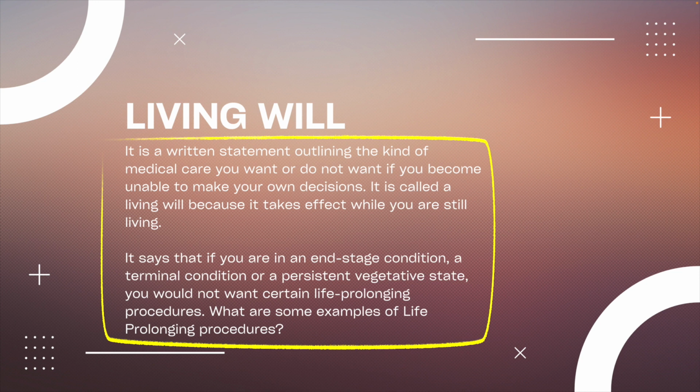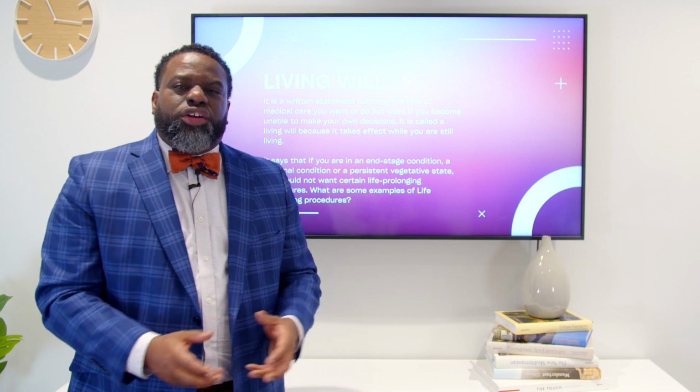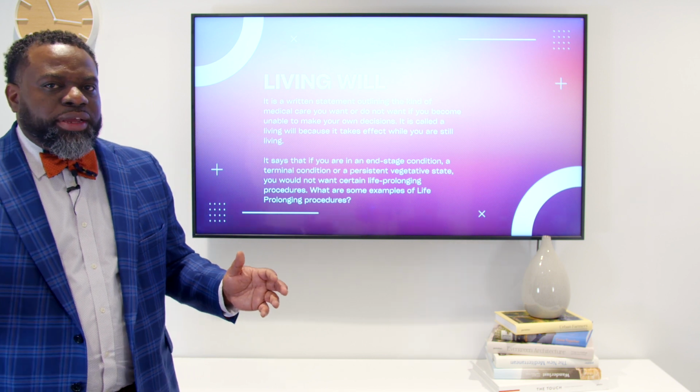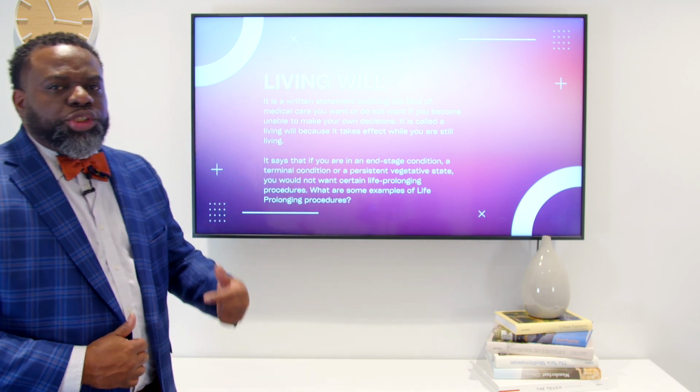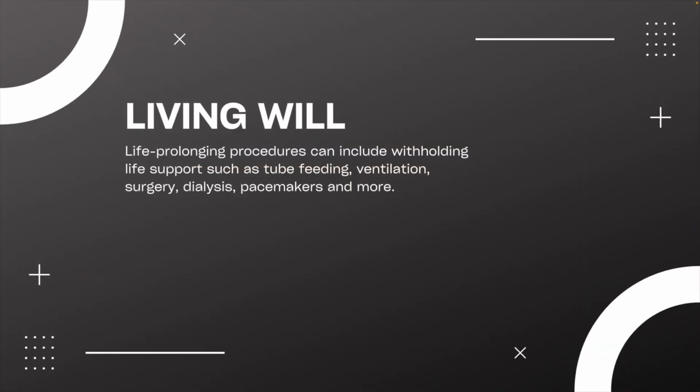It says that if you are in an end-stage condition, a terminal condition, or a persistent vegetative state, you would not want certain life-prolonging procedures. So basically, a living will says under what circumstances you want to be kept alive and under what circumstances you just want the medical professionals to let you go ahead and pass away. It talks about in what situations you want them to withhold life-prolonging measures. What are some examples of life-prolonging procedures, you may ask? Some basic life-prolonging procedures can include withholding life support, such as a feeding tube, ventilation, surgery, dialysis, pacemakers, and more.